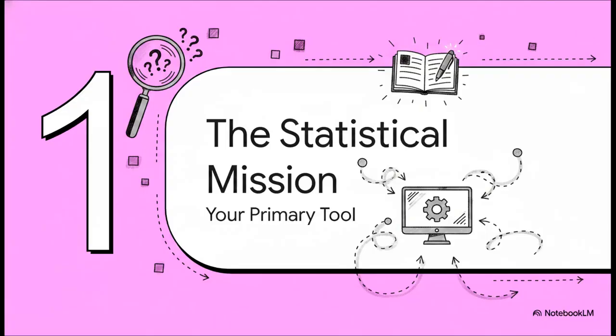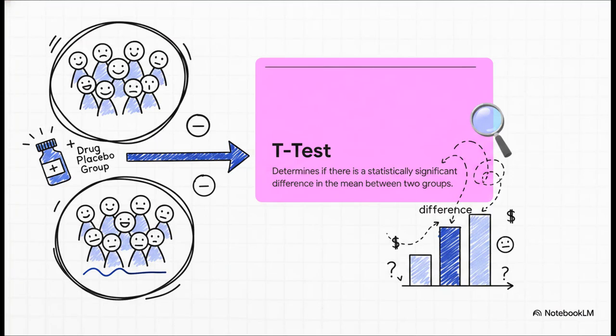So, to crack this case, every good data detective needs a primary tool in their kit. Think of it like a special forensic device that separates the hard evidence from all the random noise. Our first mission is to really understand what that tool is and how it works. And here it is, the T-test.